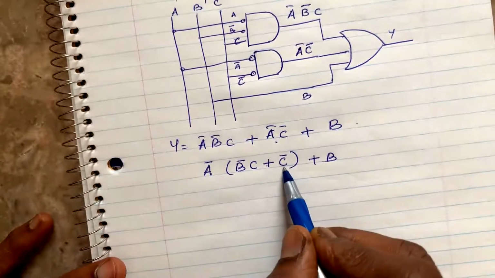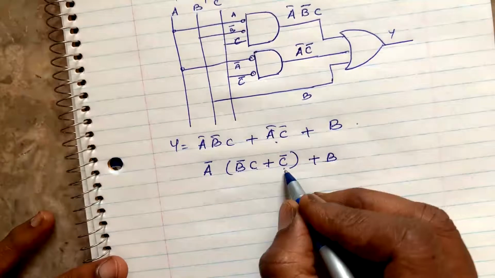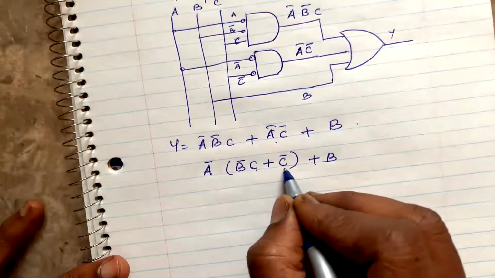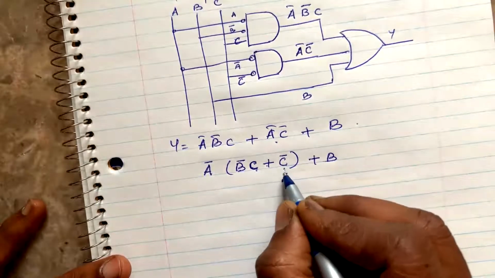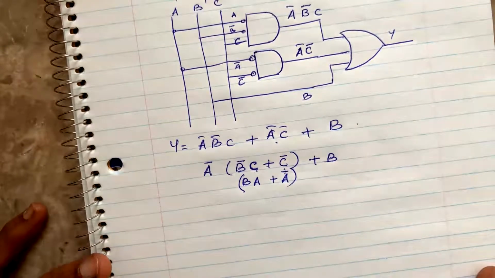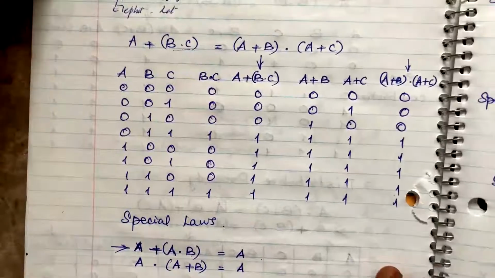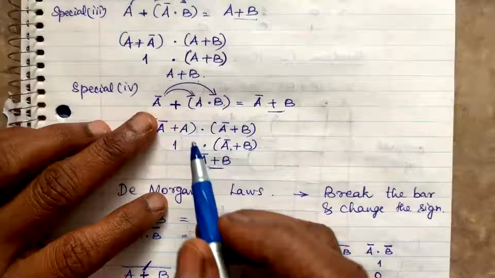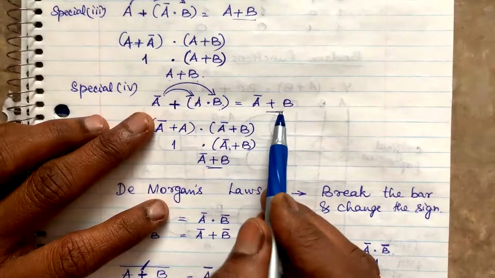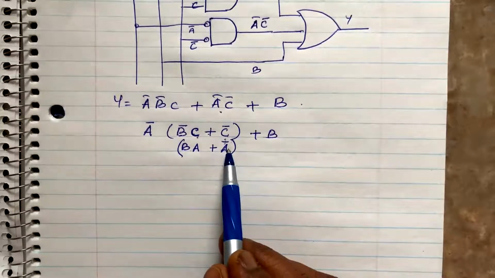This is like A bar plus AB form. If you consider this, this is A, okay, B. If this is A, this is A bar, right? So A bar plus AB form. What is A bar plus AB according to the special laws? Here. Special law 4. A bar plus AB is A bar plus B, right?